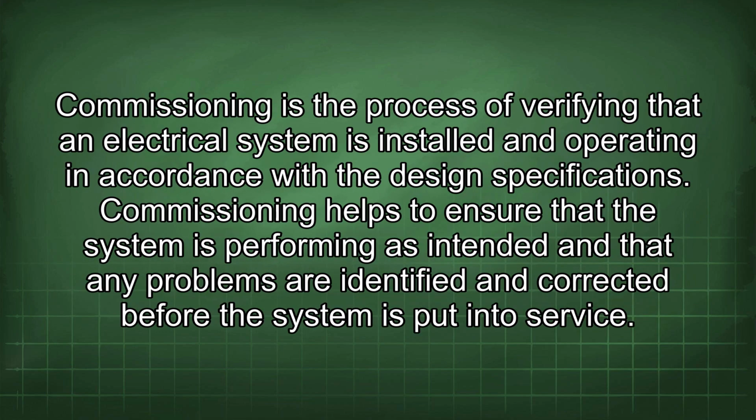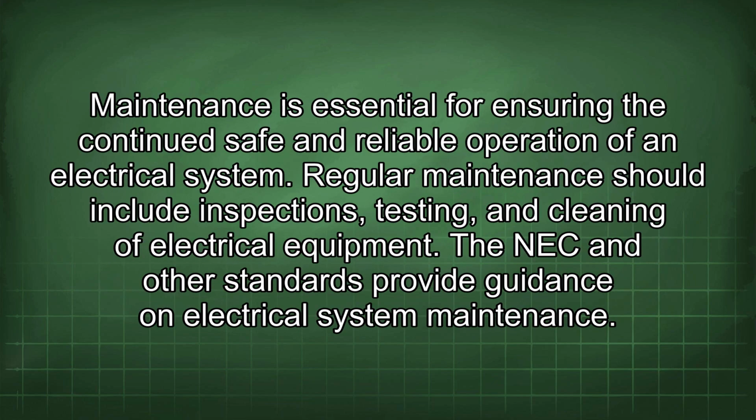Commissioning is the process of verifying that an electrical system is installed and operating in accordance with the design specifications. Commissioning helps to ensure that the system is performing as intended and that any problems are identified and corrected before the system is put into service. Maintenance is essential for ensuring the continued safe and reliable operation of an electrical system. Regular maintenance should include inspections, testing, and cleaning of electrical equipment. The NEC and other standards provide guidance on electrical system maintenance.